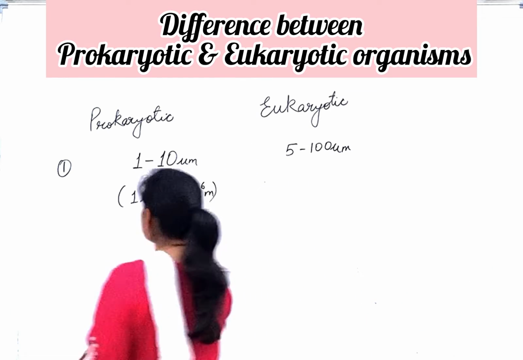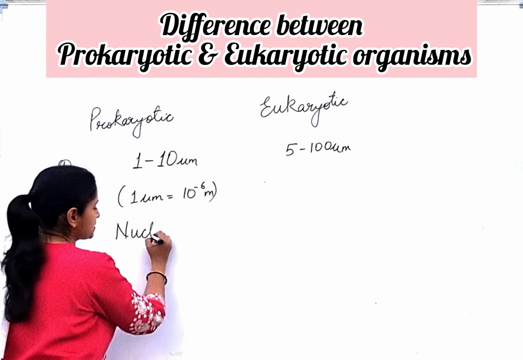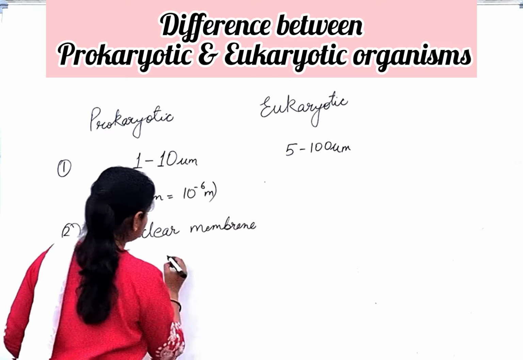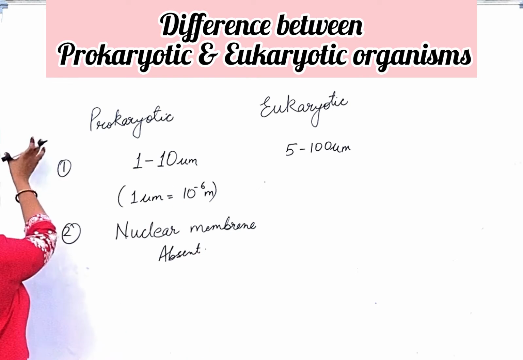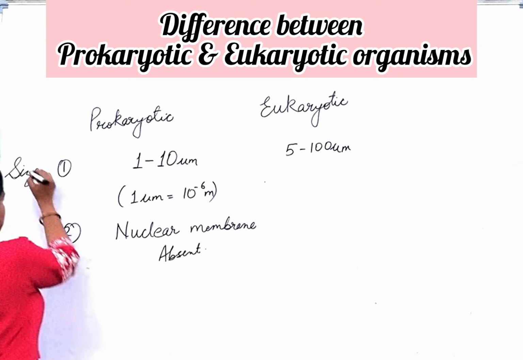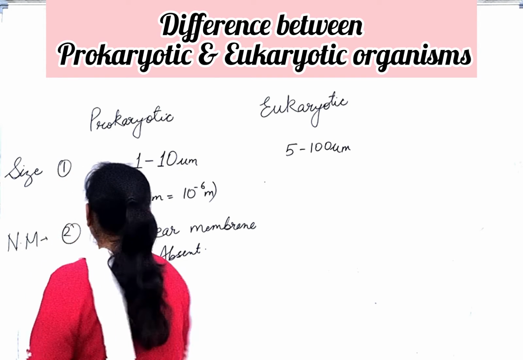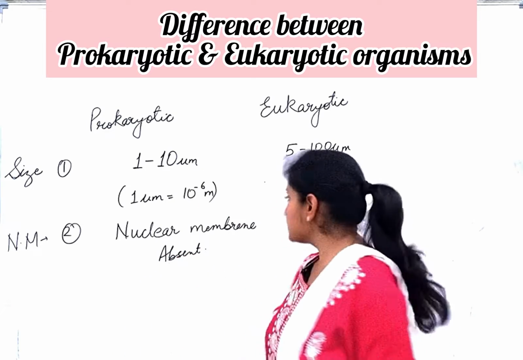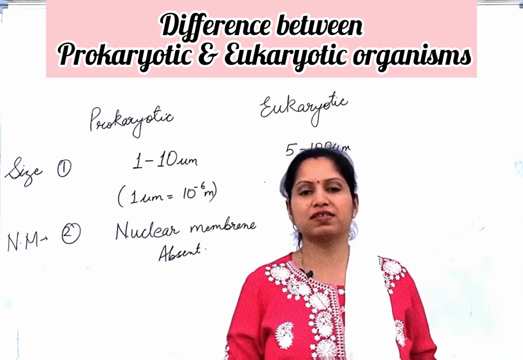Now, the basic difference between prokaryotic and eukaryotic is that the nuclear membrane is absent. So when you are writing the differences, just write the points and then write the differences. So the first point will be size. The second will be nuclear membrane, and in prokaryotic you will write that the nuclear membrane is absent, and in case of eukaryotic organisms the nuclear membrane is present.